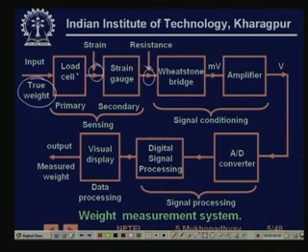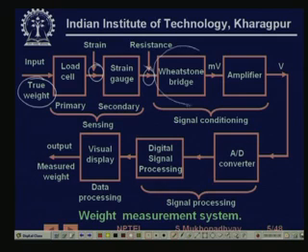So you see that there are two sensing elements. The first sensing element converts weight to strain, the next one converts strain to resistance, and then we feed it to an electrical circuit called the Wheatstone bridge, which converts this resistance change to a low level voltage, millivolts. These are signal conditioning elements. Then it goes to an amplifier, which amplifies it to standard voltage ranges like 0 to 10 volts.